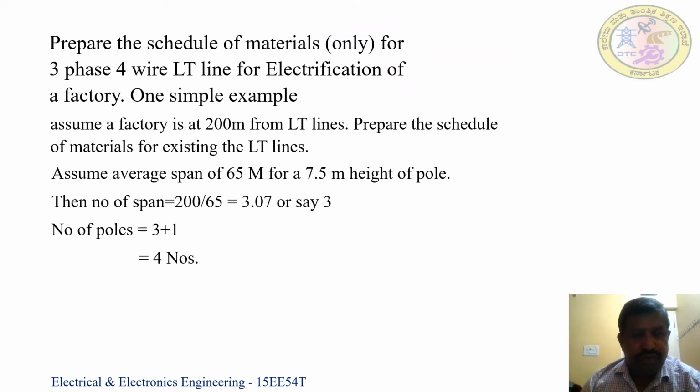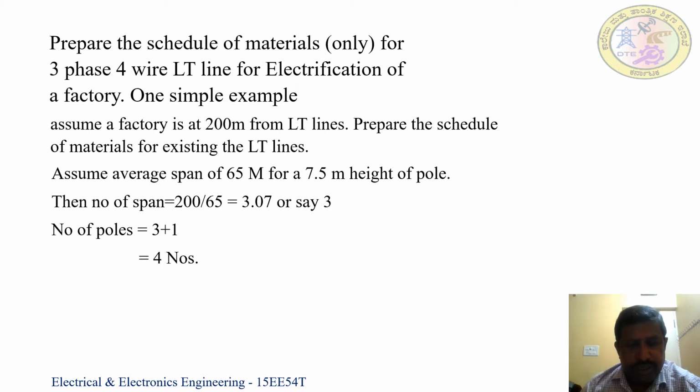So let us solve a simple example here. Prepare the schedule of materials only for three-phase 4-wire LT line for electrification of a factory. Let us assume the factory is at 200 meter from the LT lines. Assume the average span of 65 meter. So that is the distance between two poles. So here 65 meter we are taking an average span for a 7.5 meter height of pole.